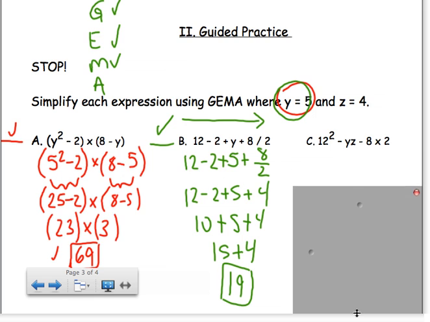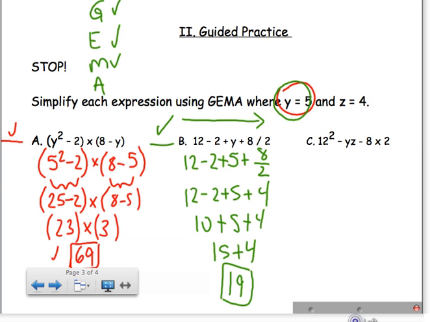I'd like you to try simplifying this expression. Stop the video here. Press play when you're ready to check your answer. Okay, you've tried C, now it's time to check your answer. If I'm looking at it, this time you do care that z equals 4, because you see a z, and y equals 5. So the very first thing is substitution.